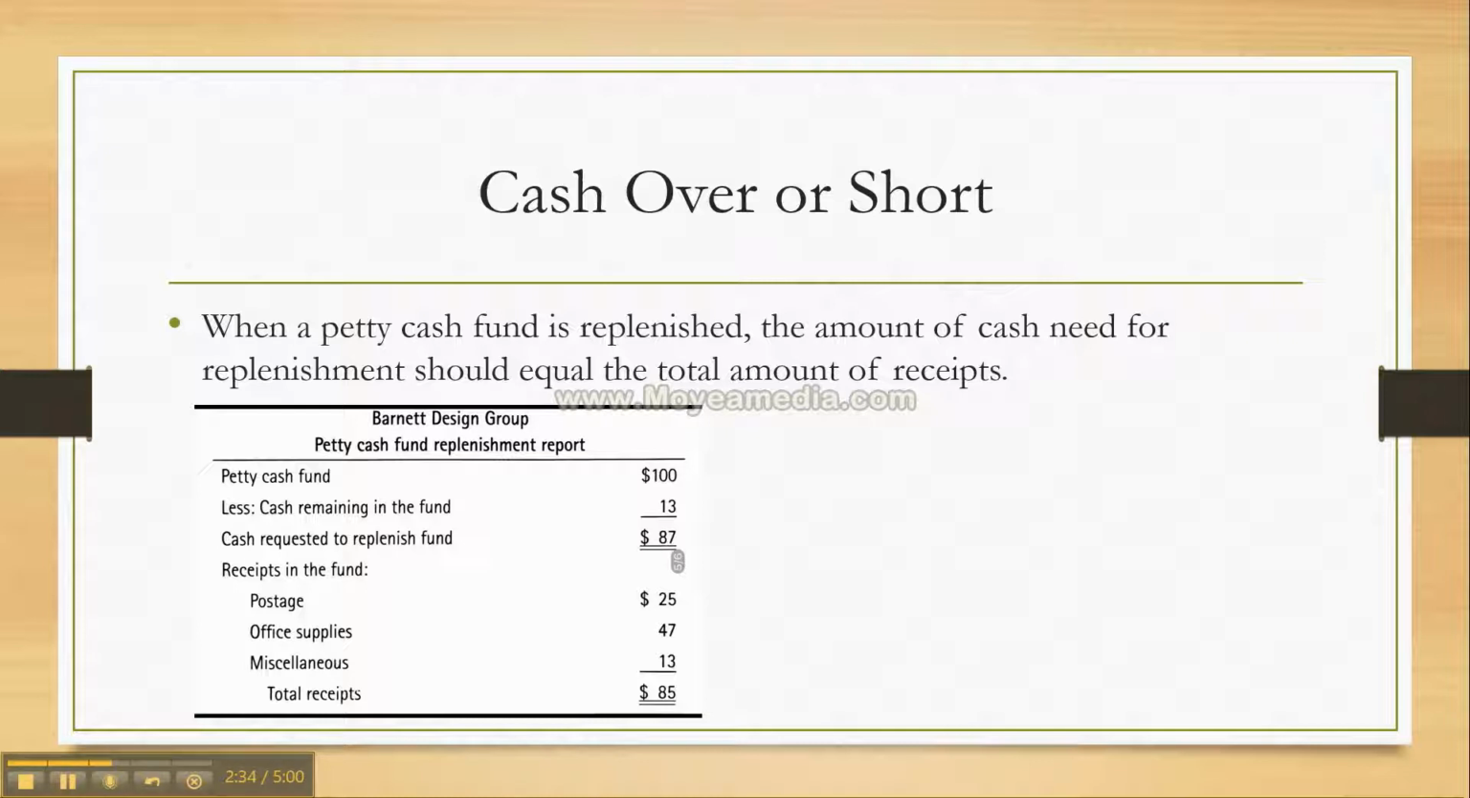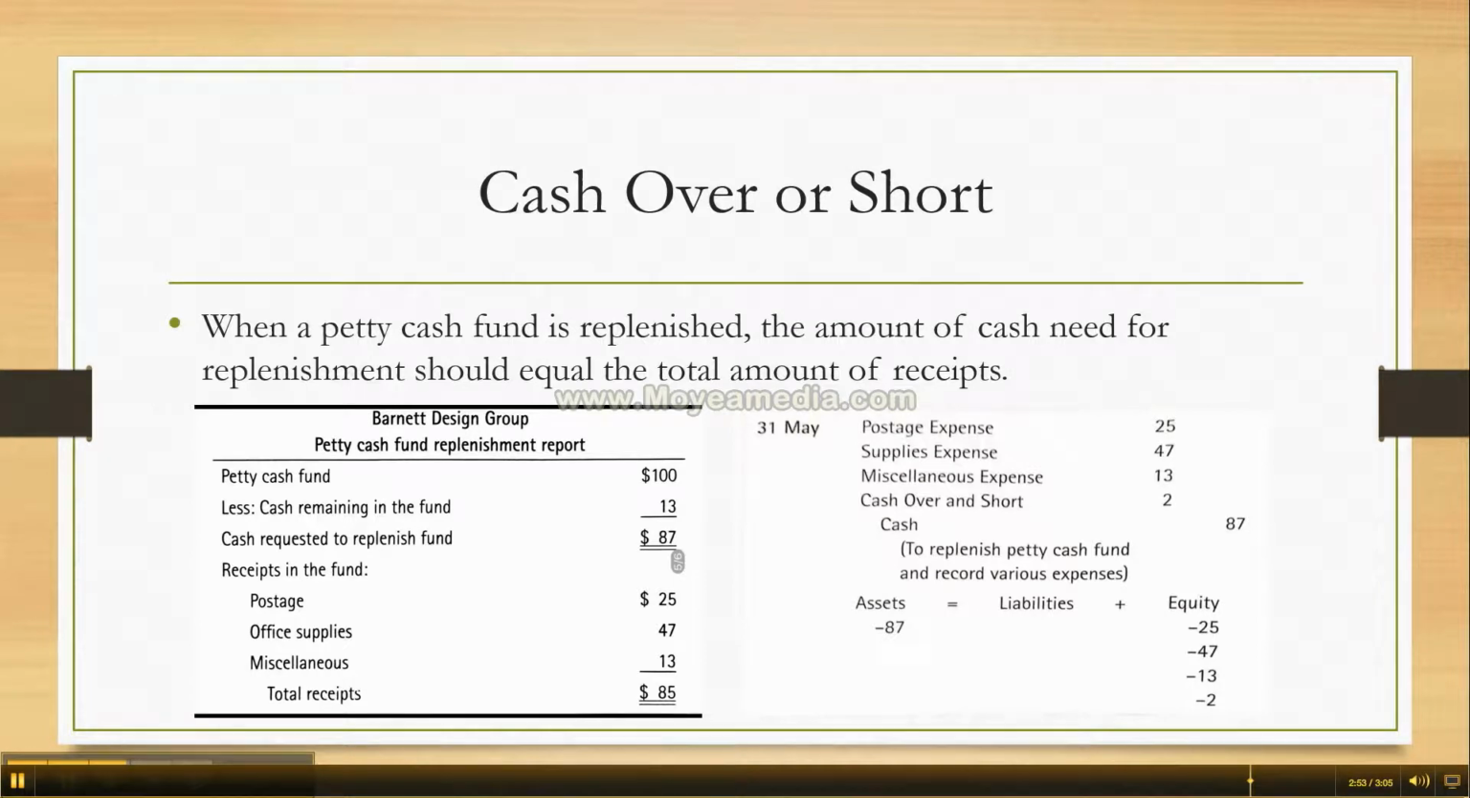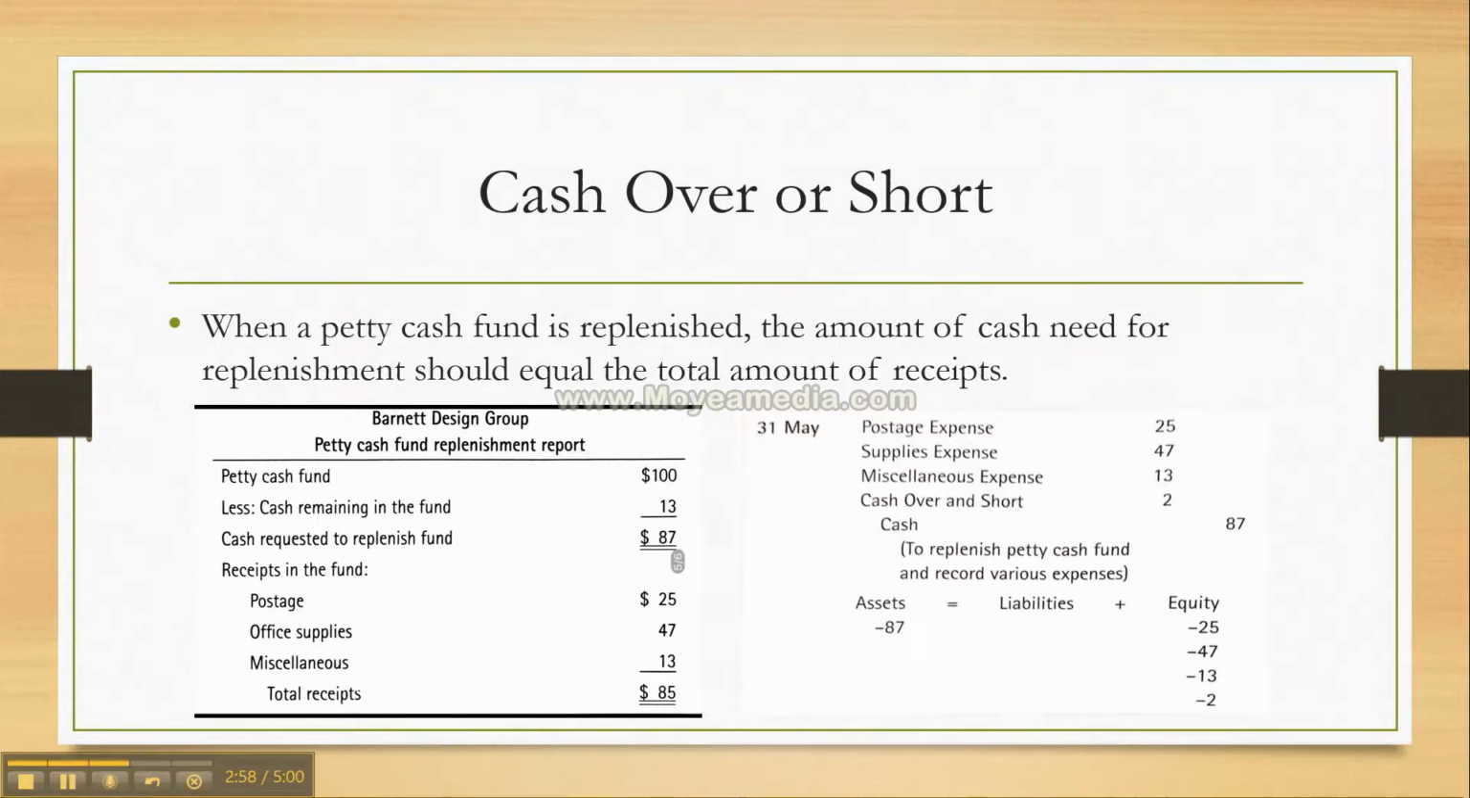Here is an example. In this case, a check must be written for $87 to fully replenish the fund. However, there are only $85 of receipts. The $2 difference is charged to the cash over and short account as follows. In this entry, the cash over and short account is debited, which indicates an increase to expense.